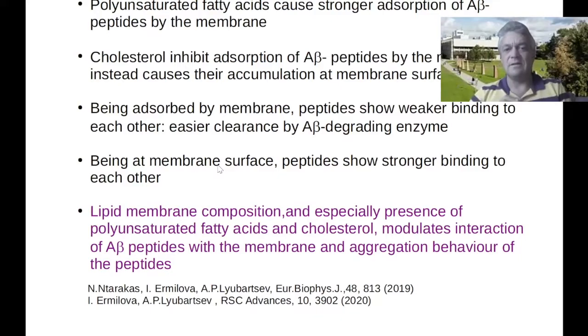However, when amyloid peptides do not like to go inside the membrane, but instead aggregate on the surface, they show stronger binding to each other and form aggregates. So anyway, this simulation showed that lipid membrane composition, and especially the presence of polyunsaturated lipids and cholesterol, modulated the reaction of peptides with the membrane and also the aggregation behavior. So this paper describes these results.